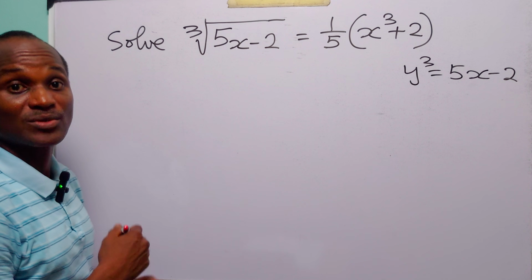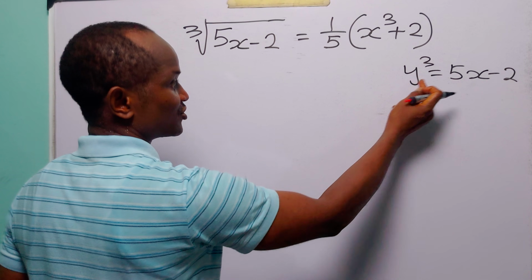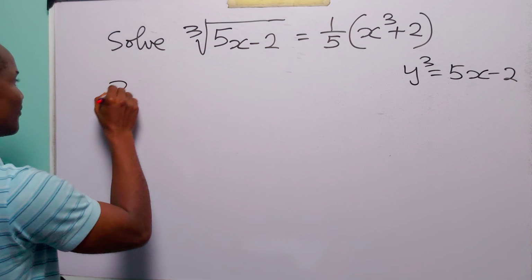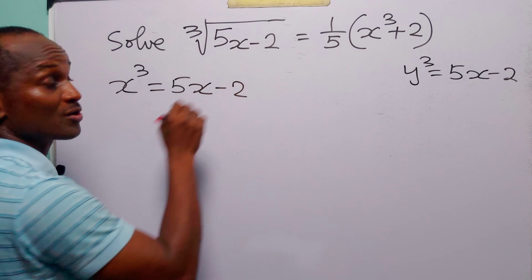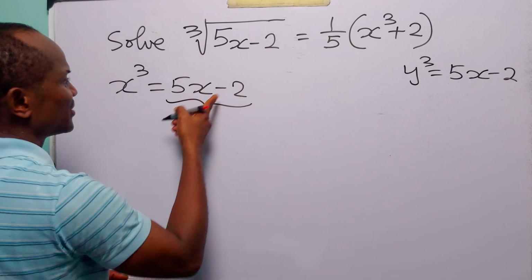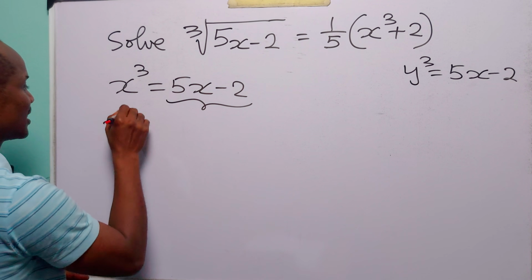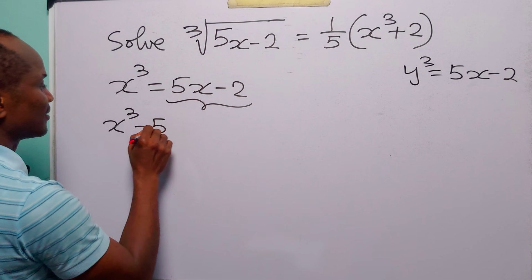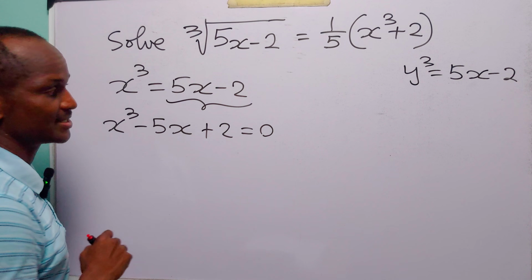And finally, now that we have shown that y is equal to x, we can now write this substitution equation as x³ = 5x − 2. Now, to solve this cubic equation, let us start by moving these two terms over to the left-hand side. When we do that, we have x³ − 5x + 2 = 0.